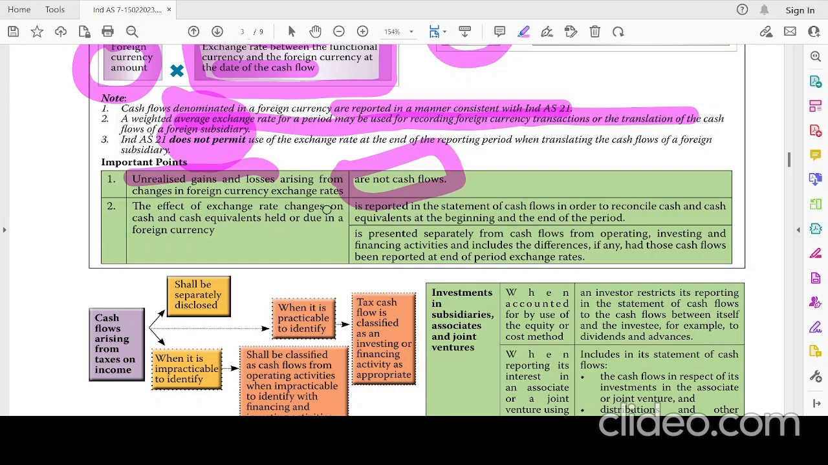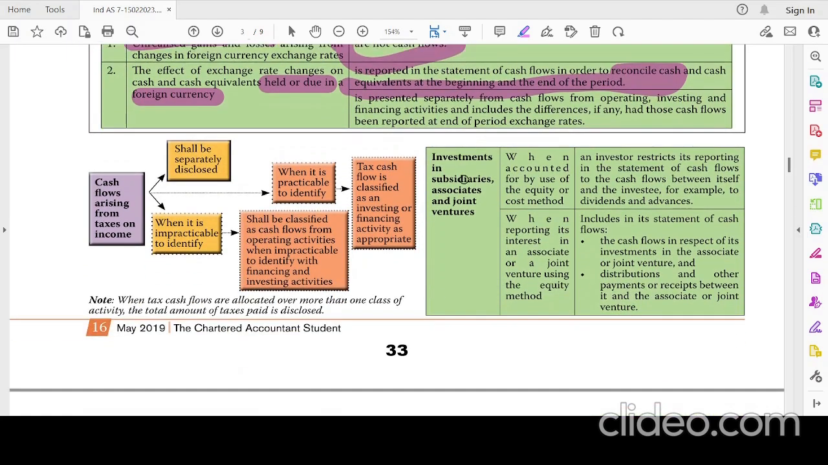The effect of exchange rate changes on cash and cash equivalents held or due in a foreign currency is reported in the statement of cash flows in order to reconcile the cash and cash equivalents at the beginning and the end of the period. Here the unrealized gain will be 5 x 5,000, which is 25,000 rupees. I have to net it off so there is no change in cash and cash equivalents, and show a reconciliation stating that there is an unrealized gain on the foreign currency deposit being held. That's why it matches. That's what is mentioned here.